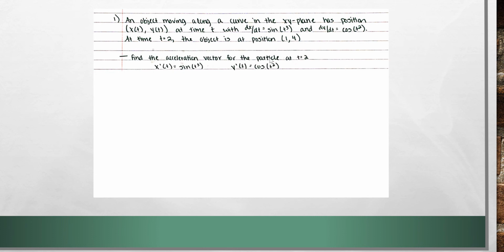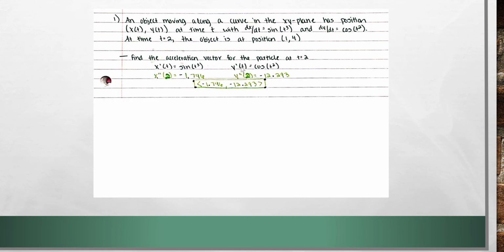The first part of the problem wants us to find the acceleration vector for the particle at t equals 2. And I went ahead and wrote down our functions. So we have x prime of t equals sine t cubed, and y prime of t equals cosine t squared. And since this is the first derivative of the position function, we know that these two equations represent velocity. And that means the next step to get to acceleration is to just take the derivative of these two functions.